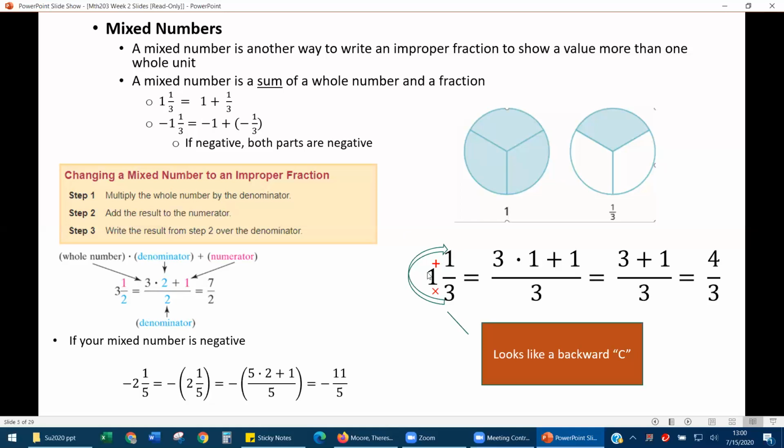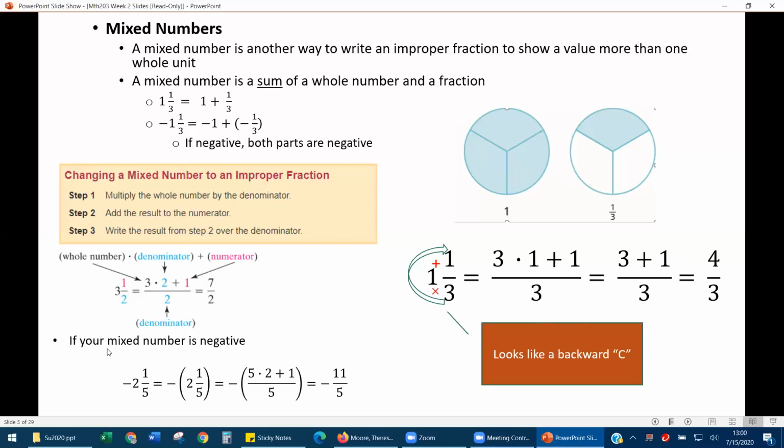So this 1 1/3 would be 3 times 1, which is 3, plus 1, which is 4. 3 times 1 plus 1. And then we keep the denominator the same. So we'd have 3 plus 1, which is 4/3. So notice we have 1, 2, 3, 4 thirds.